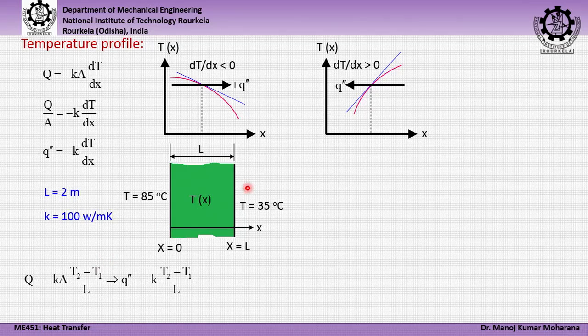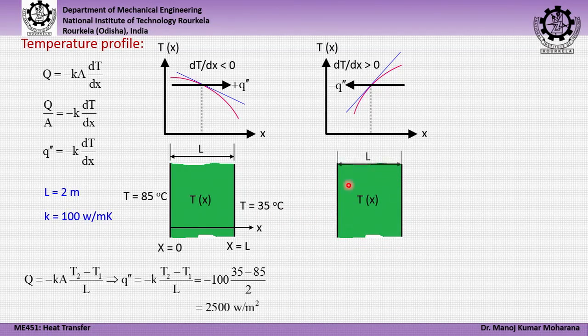So, here T2 indicates temperature on the right face, T1 indicates temperature on the left face, or in terms of heat flux, that is heat flow per unit area, this will be minus k into (T2 minus T1) by L. So, now using these appropriate values in this expression, we can calculate the value of heat flux, that is conduction heat flux, which comes out to be 2500 watt per meter square.